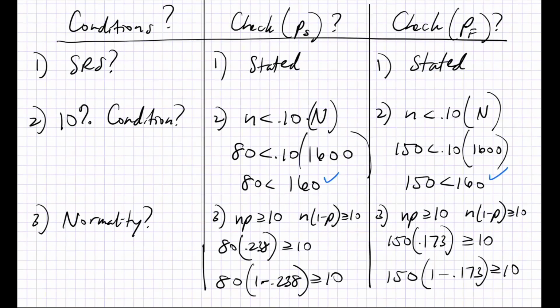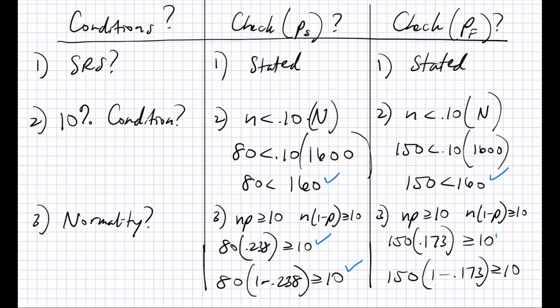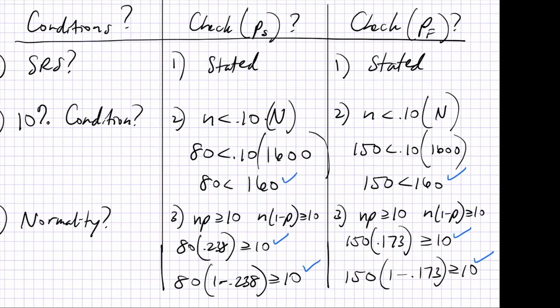They all check out. They're all greater than or equal to 10. So they're big enough, but not too big. Number 2 is too big. Number 3 is big enough. Okay. All righty. Next one, we have calculations now.